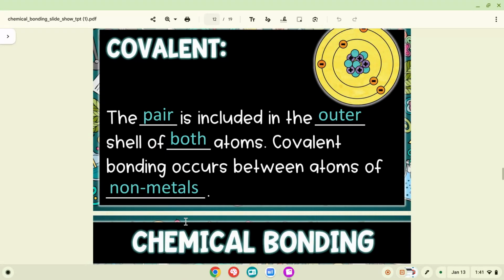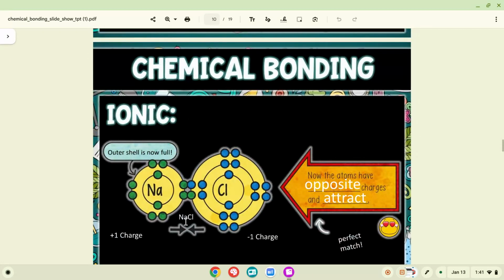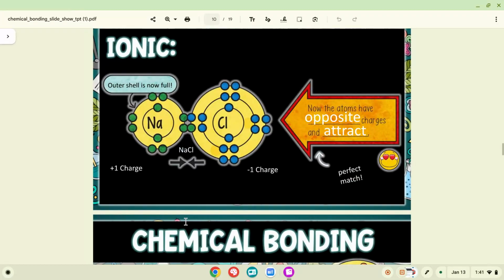The pair is there, and it's holding them together because it's basically in both of them. So in the NaCl, I'm going to go back up, don't panic. In the NaCl, they are not in both. This extra little green has just moved all the way over to Cl.